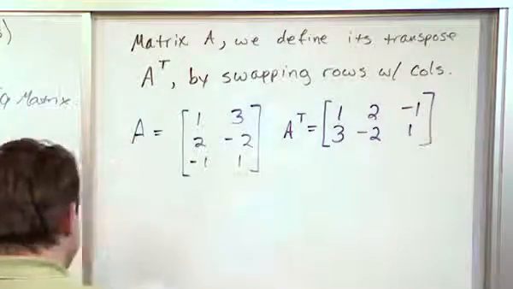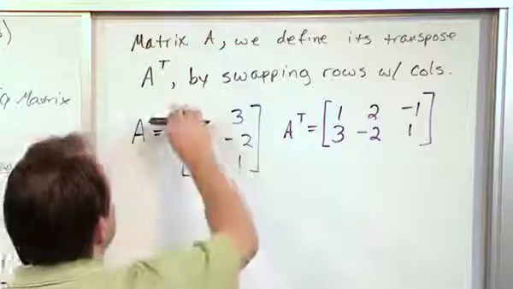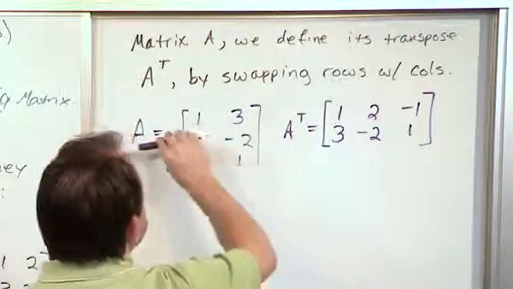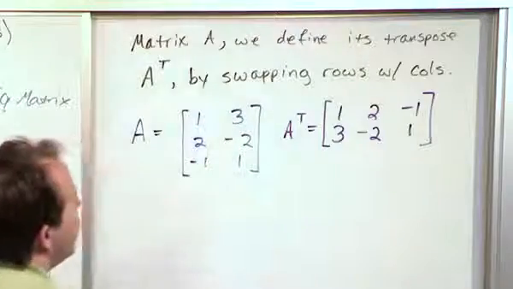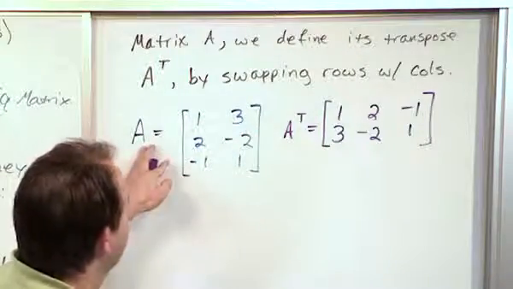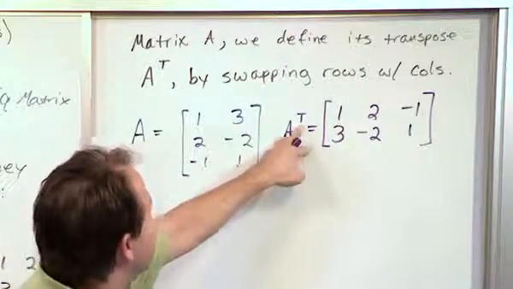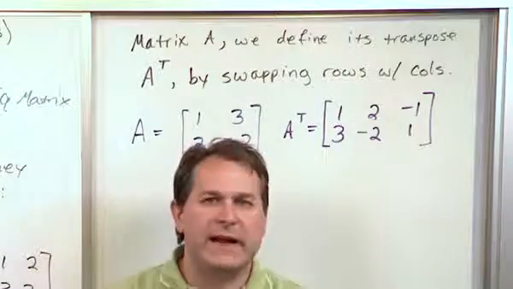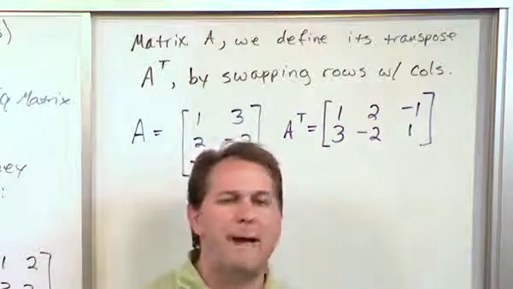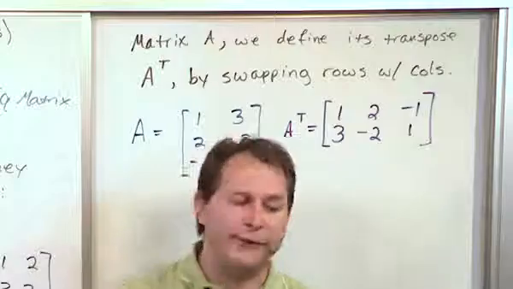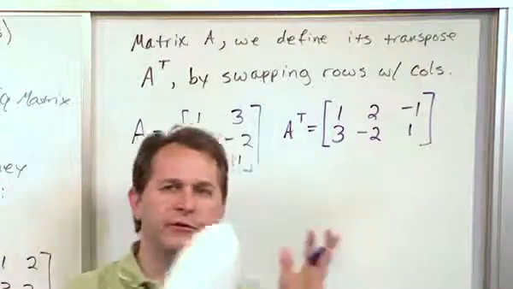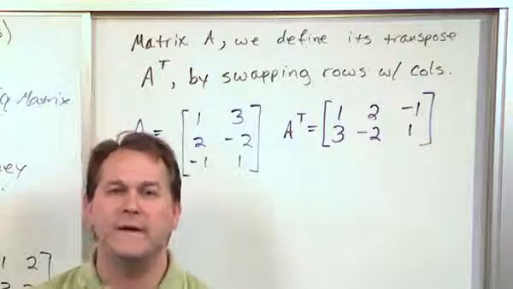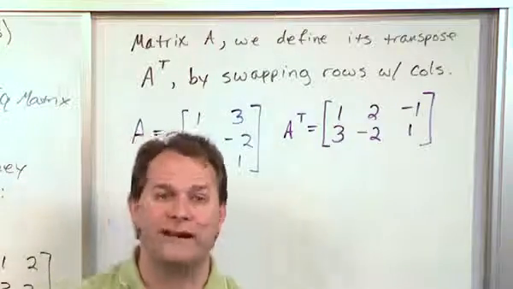So notice how we do it. We do it in a very methodical fashion. We take the top row, make it into a column. The next row, make it into a column. The final row, make it into a column. This is called the transpose of A. That's why we put a little T there. So you can think of it as a kind of mapping. It's an element mapping from one matrix to another according to the rule that you take the rows and you swap them with the columns. That's what we get when we find a matrix transpose.